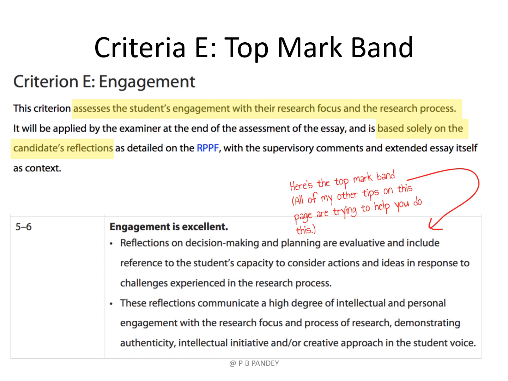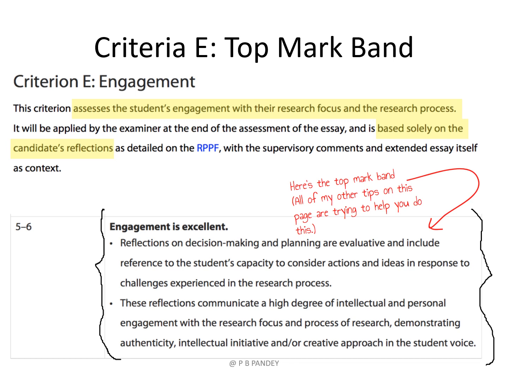Now, this is the criteria. This 5 to 6 is the top mark band, and you should be reading it carefully. This criterion assesses the student's engagement with their research focus and research process. I have already shared this first paragraph with you, but what I am interested in is that you read what exactly the rubric says. It says reflection on decision making and planning are evaluated. You have done the evaluation and include reference to the student's capacity to consider action and ideas in response to challenges experienced in the research process.